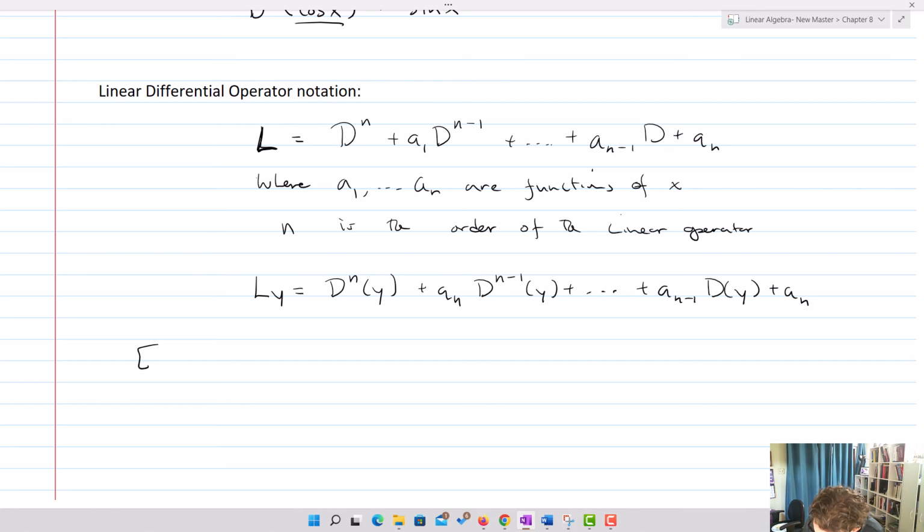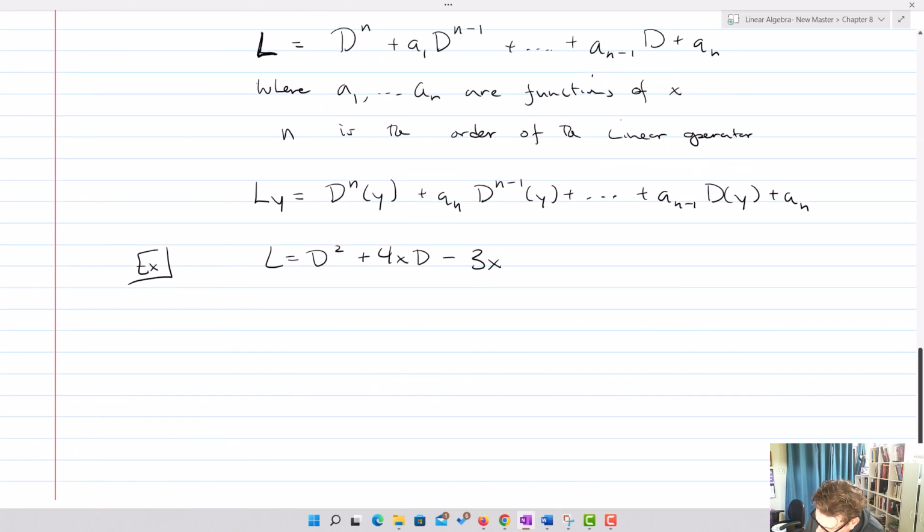So let me give you an example. Example of this is something like this. I've got L equals d squared plus 4x d minus 3x. And so let's say, for example, I want to figure out what Ly is. Now Ly, we've got the second derivative of y, so that's going to be y double prime, plus 4x times the first derivative of y, so it'll be y prime, minus 3x. So that would be what Ly is if you actually just write it all out, okay?